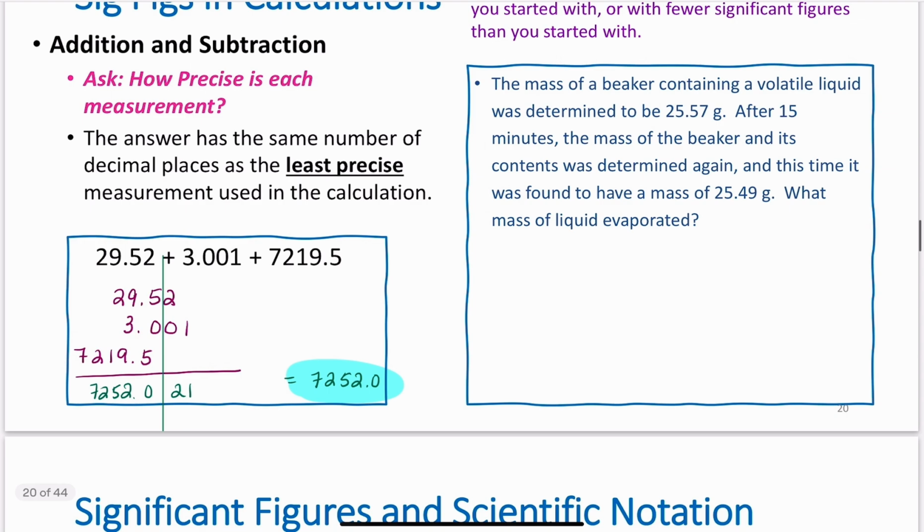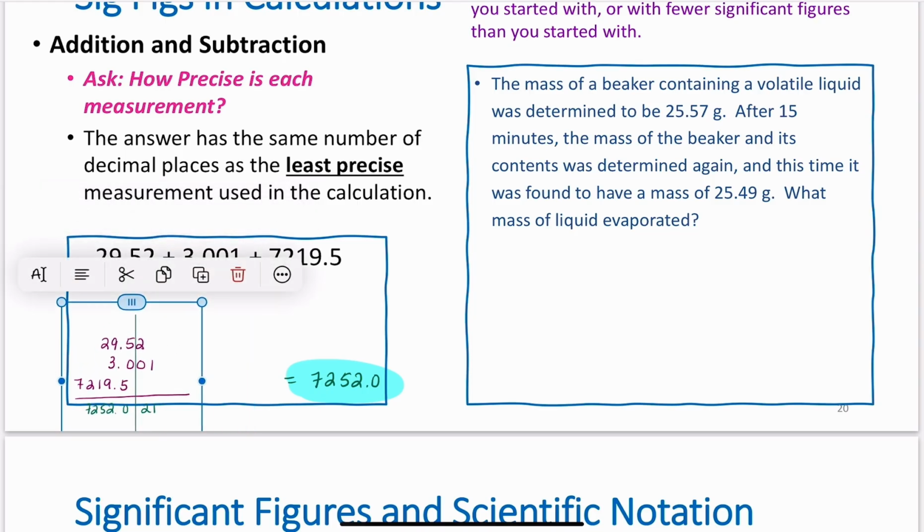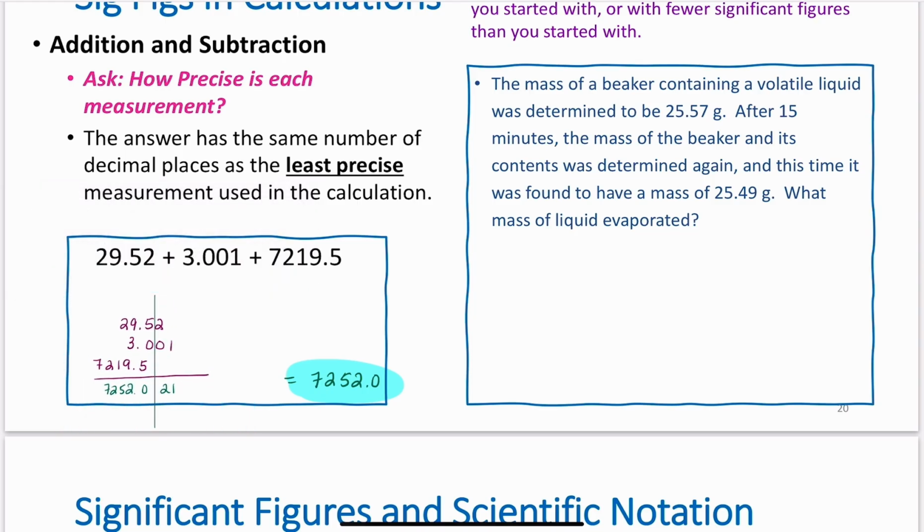Another way students will do it, instead of lining up, because personally I'm not very good at lining these up. I don't know why. It's a visual thing for me. It's hard for me to physically line these numbers up. So what I tend to do is I tend to look at the numbers themselves and say second decimal place, third decimal place, first decimal place. This is what's going to limit my answer.